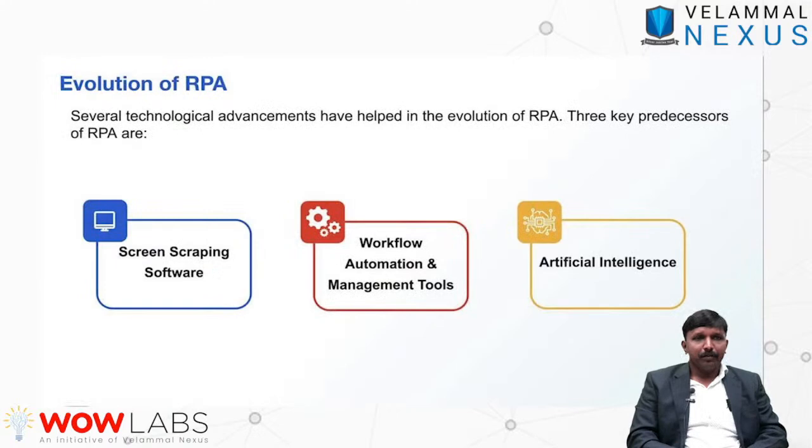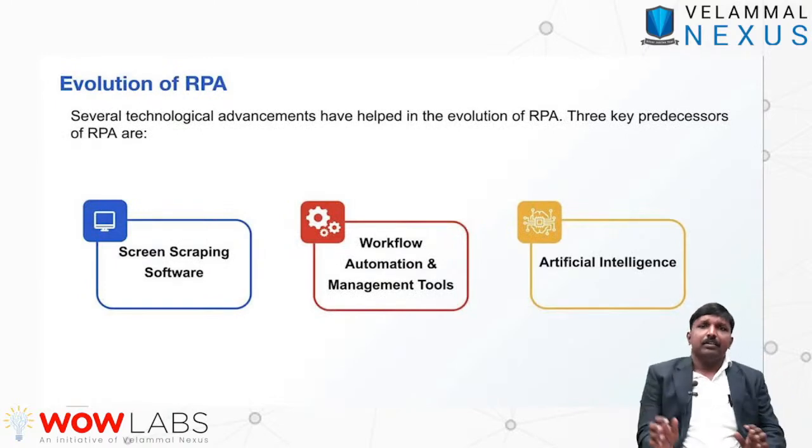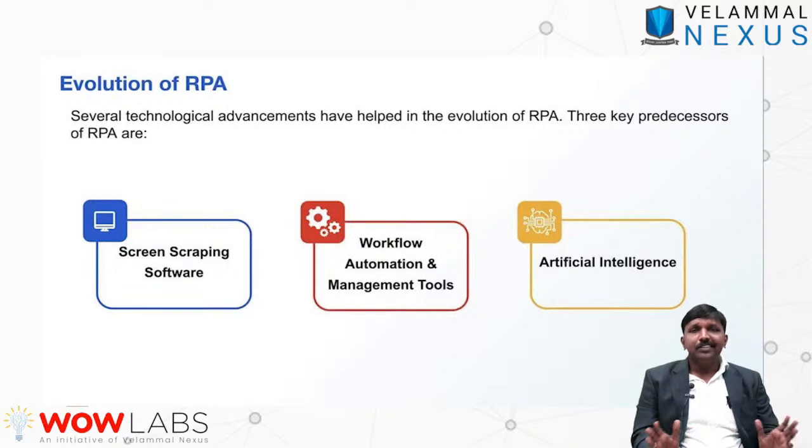Then the evolution of RPA. RPA is actually the combination of three major evolutions of techniques. One, screen scraping. The second one is workflow automation and management tools, and the third one is artificial intelligence. The combination of all three together gives you RPA.